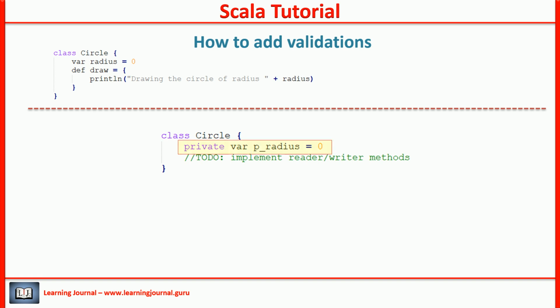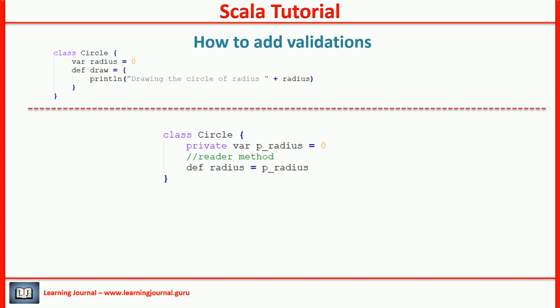Now we create a private var for the radius. Earlier we created a default public var. In that case, Scala generates two public methods for the radius, the reader and the writer. Now we have a private var and Scala will still generate the reader and the writer methods. But now those methods will be private because we made the radius private. Great. Now we are ready to write a custom reader and the writer.